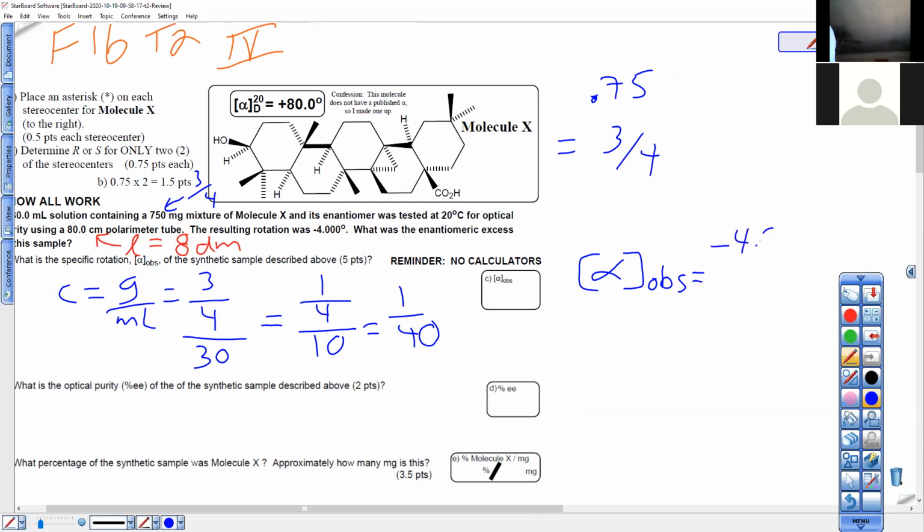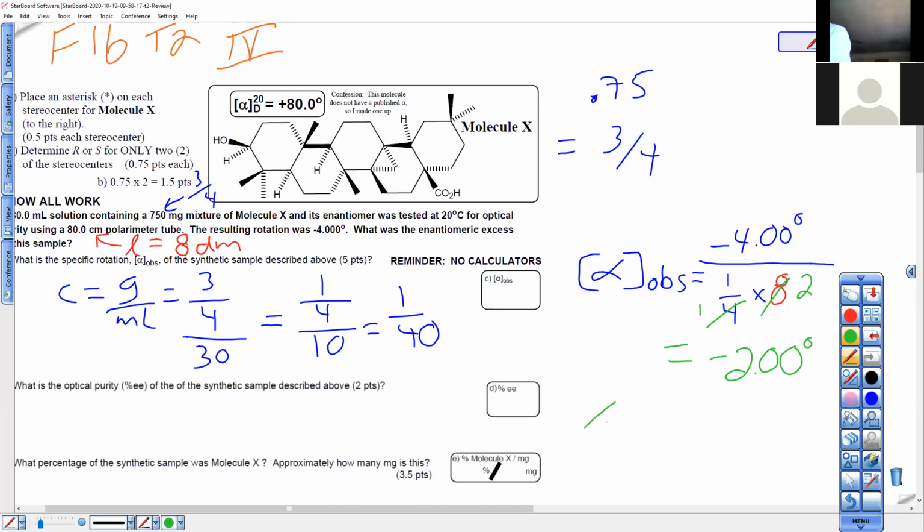Negative 4.00 degrees over C, which is 1 over 40, times L, which is 8. Oh, that's nice too. See, if you buy into this fraction thing, life goes okay. 2 over 1. So it's negative 2.00. How did I get that? Well, this all simplifies to 8 over 4, which is 2. So negative 4 over 2 is negative 2.